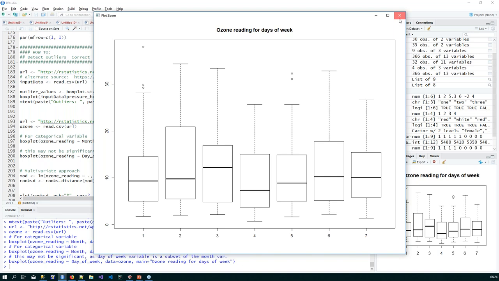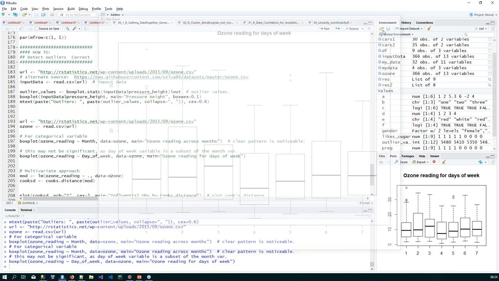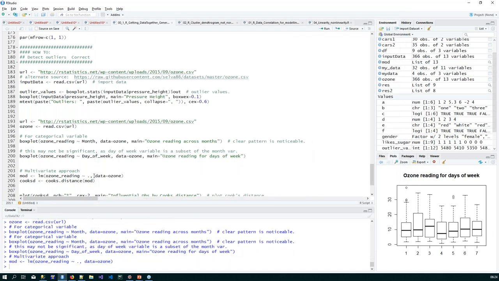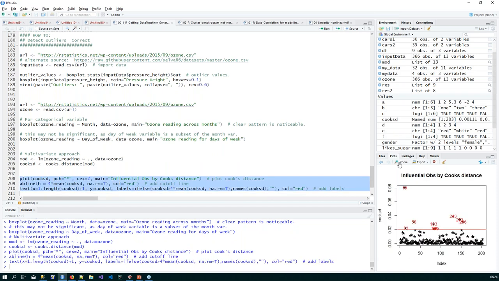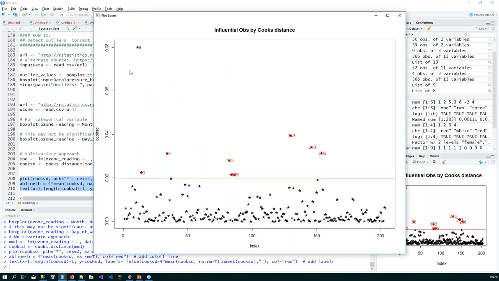So what I'll do is I'll create a multivariate approach using the Cook's distance. Once I do that, I'll just plot that, and you can immediately see much easier and much faster which are the outliers. So you can see that Cook's distance, based on the index formula that we've created, shows those are the outliers. So observation number 9, observation number 8, and so on and so forth.